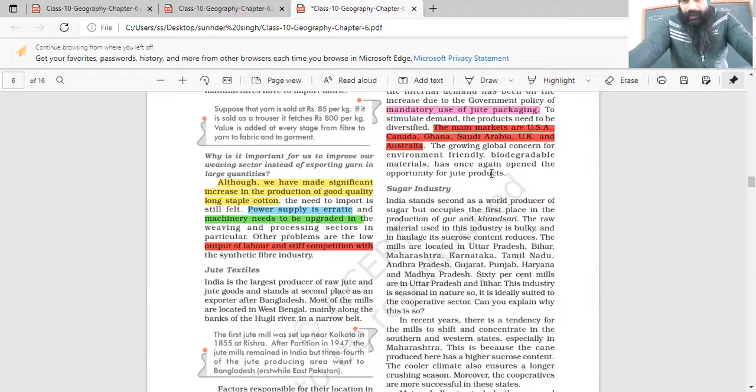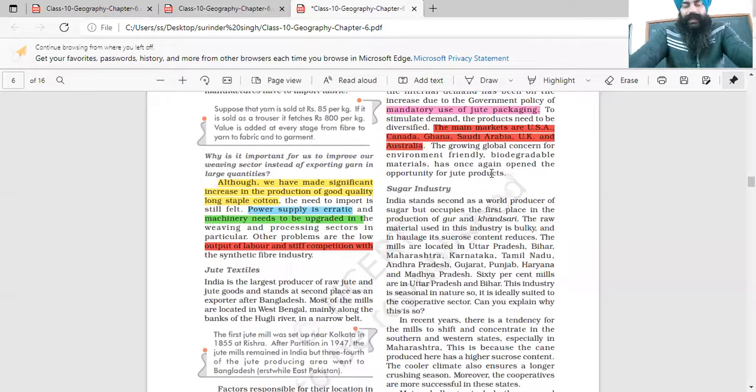To enhance the demand for jute products, the National Jute Policy was formulated in 2015 by the Government of India. This policy was initiated to target some objectives. The first objective of the National Jute Policy of 2015 is increasing the production sites of jute production, that is, increasing the area under jute production.